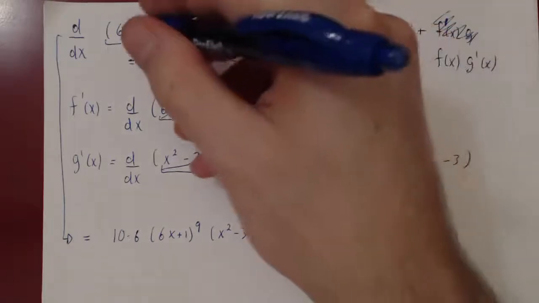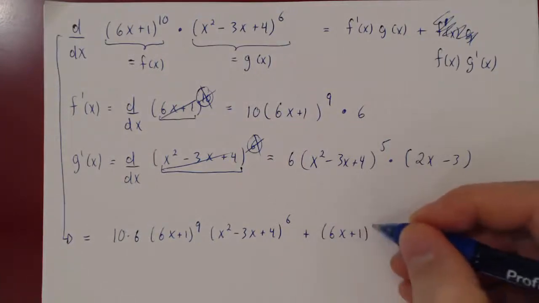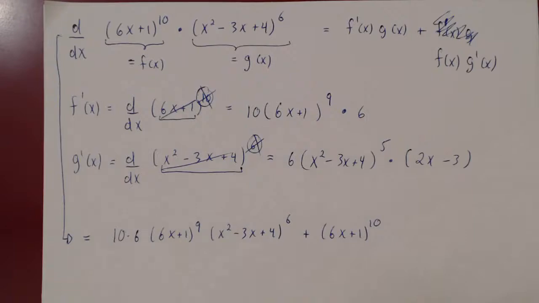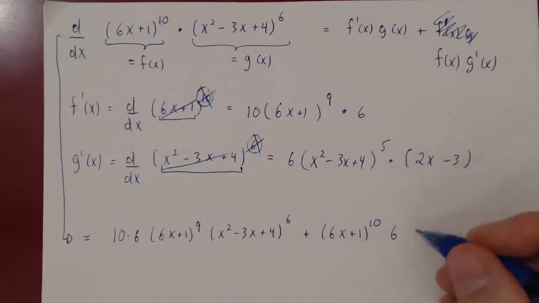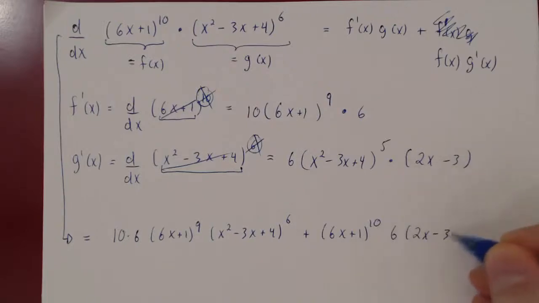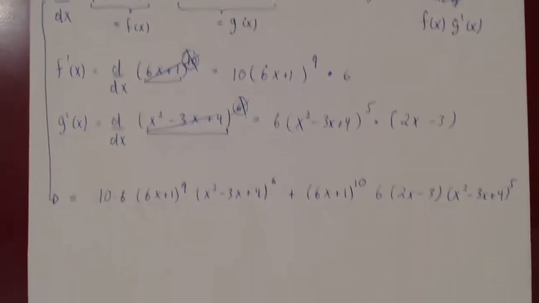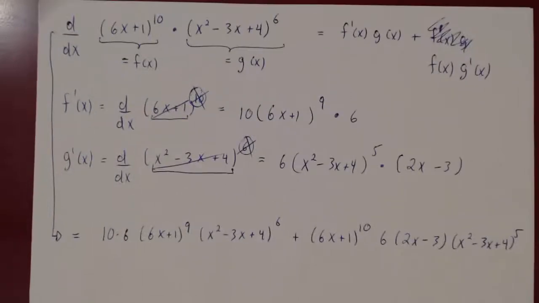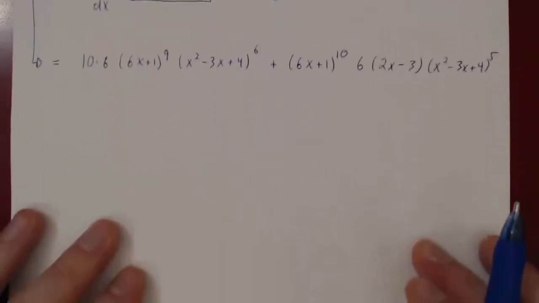Plus f of x, 6x plus 1 to the 10, times now the derivative of g of x, which is 6. I'll put this term first, times 2x minus 3, times the 5th power of our quadratic, x squared minus 3x plus 4 to the 5th power. And now here we have a sum of two terms. That's g prime: 6 times 2x minus 3 times x squared minus 3x plus 4 to the 5th power. And now we're done with the differentiation.